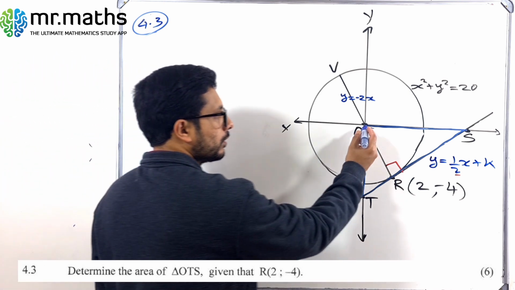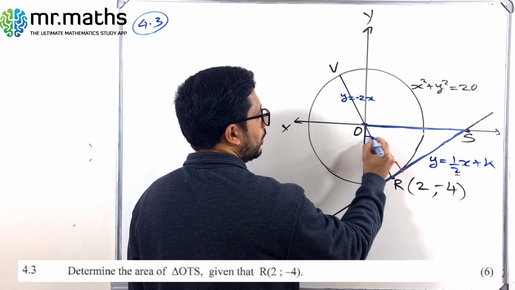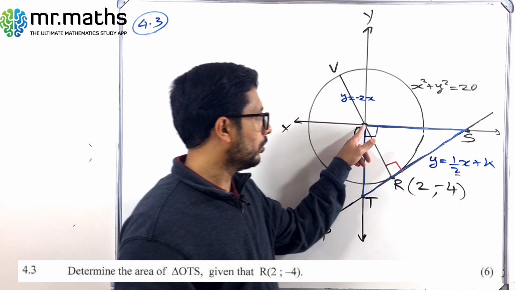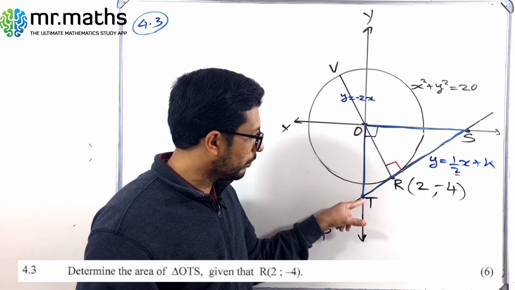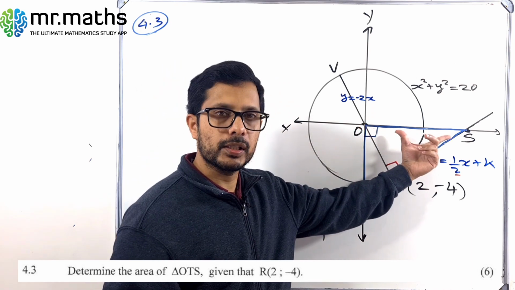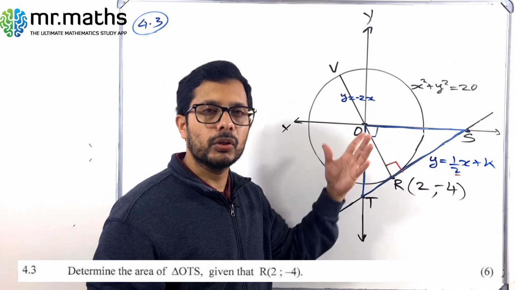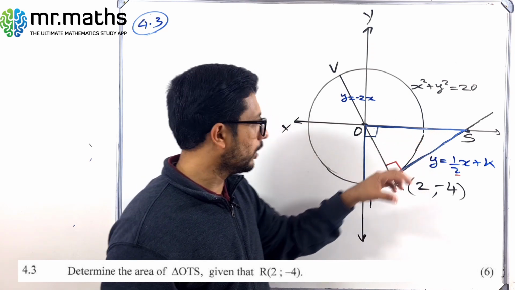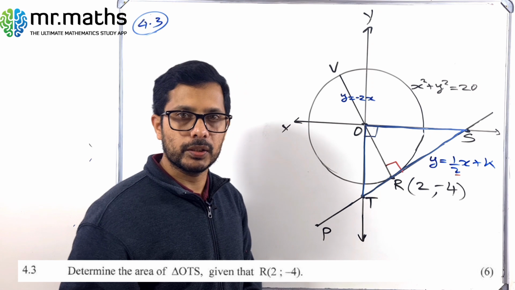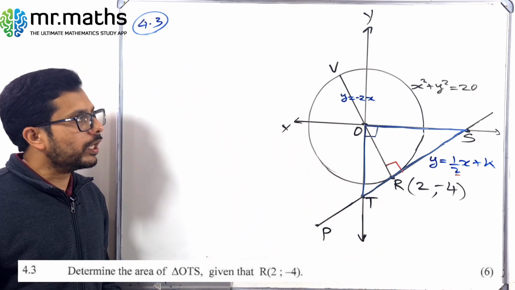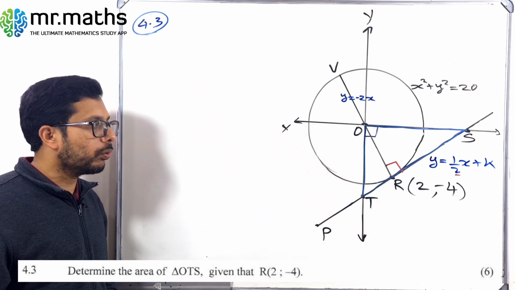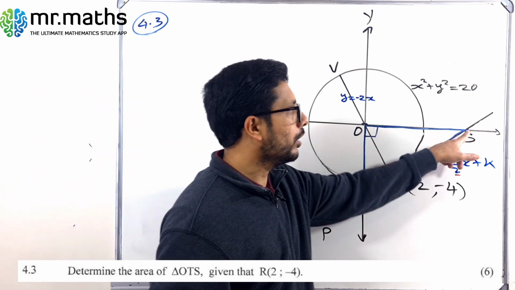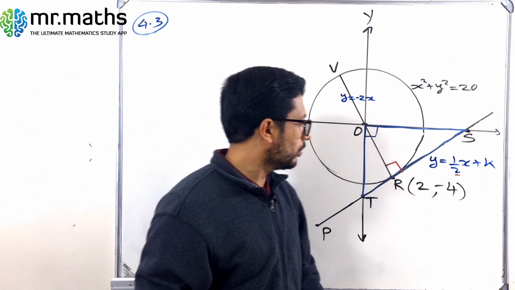And here this is the origin. So this angle is 90 degrees. Okay. So once I know the length of OT and OS, then half BH. You know, area of a triangle is half BH. So we can take OS as base, and OT as height. Okay. So now I'm thinking, how can I find the y value of this T and the x value of this S? Okay. So that's what I'm thinking.